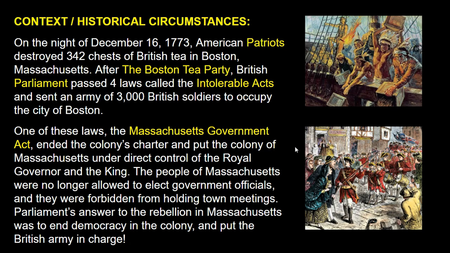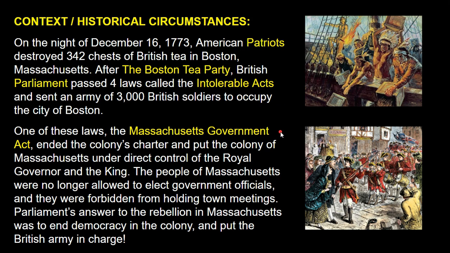So here's our first slide, the context and historical circumstances. Grab my laser pointer, and here we go. On the night of December 16th, 1773, American patriots destroyed 342 chests of British tea in Boston, Massachusetts. After the Boston Tea Party, British Parliament passed four laws called the Intolerable Acts and sent an army of 3,000 British soldiers to occupy the city of Boston.